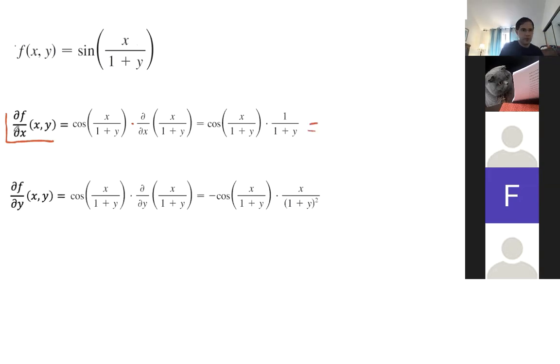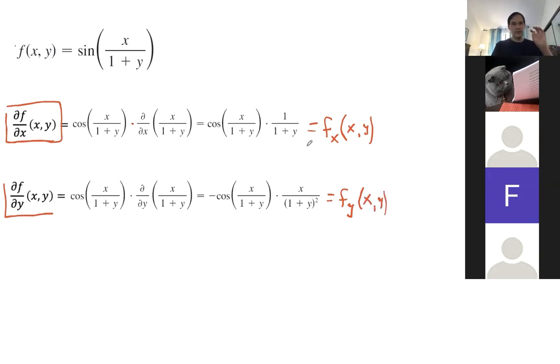Another notation for this partial derivative, and our textbook used both: they use either this notation for the partial derivative, or this notation. This is the partial derivative of my function f with respect to x at a specific point (x, y). The same thing for the partial derivative of my function with respect to y: that would be cosine of this function times the derivative now of the inside function, but with respect to y. So that's the function. Another notation for it is f sub y. This is the partial derivative of f with respect to y, and it's a function of x and y.